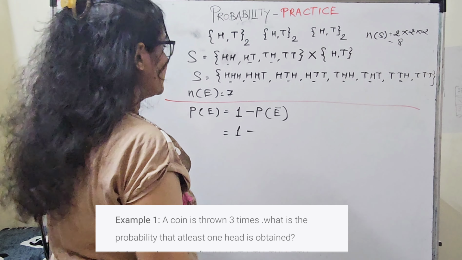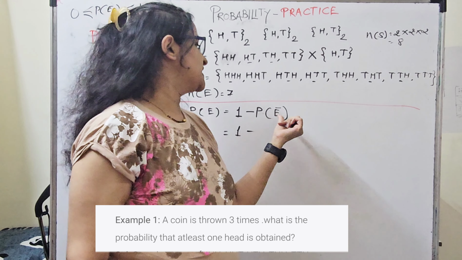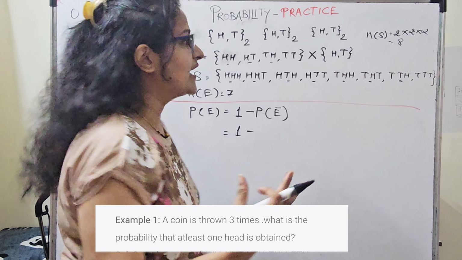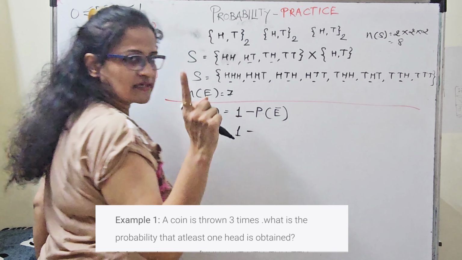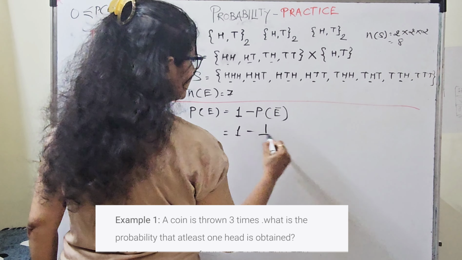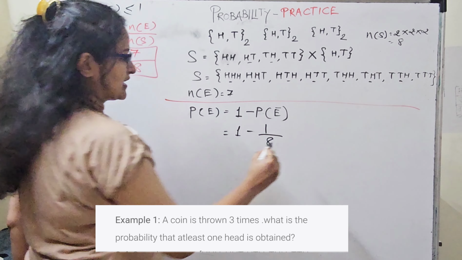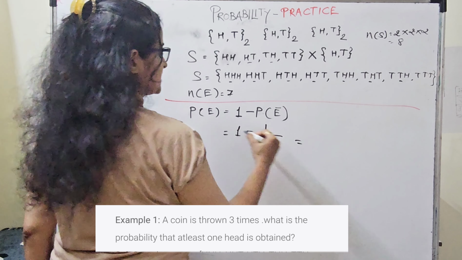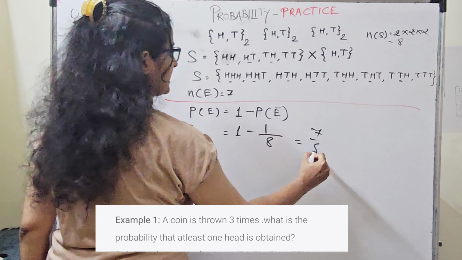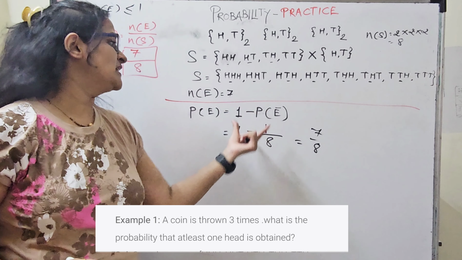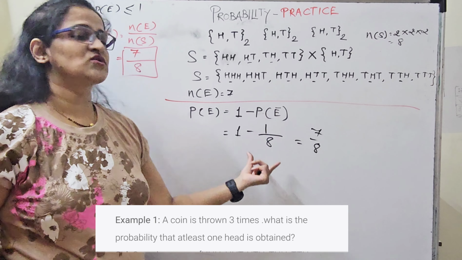So now this is 1, correct? Maximum probability. Now, what is P of E dash? E dash is no head divided by total outcomes. No head means only one, correct? Only TTT, divided by the total sample space, which is still 8. So now if you do this calculation, 8 minus 1 means 7 by 8. Yes, 7 by 8. Easy. See in how many steps you did this? Just these 2 steps.